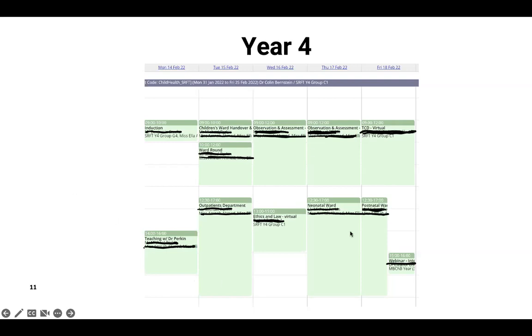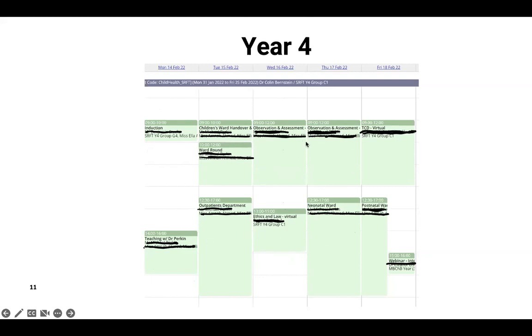So it seems like she's on pediatrics and neonatology for this block from the screenshot. So teaching on the Monday, so that's the first day, I think, of the placement. Then on the second day, she's got children's ward handover, so pediatrics, where she's again on a ward round, and then outpatients department is usually a clinic. And then again, must be some sort of ward round again, and then an ethics and law tutorial.